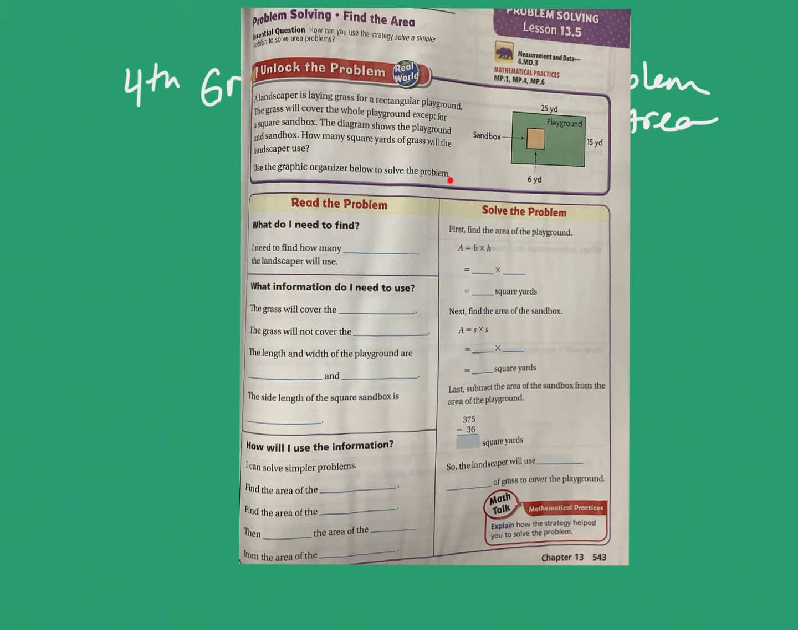We can use the graphic organizer below to help solve the problem, but here we can see we need all this grass except this part. So if we could find out how much total grass and then maybe subtract out that would be helpful. This is a square sandbox, it said. Okay. What do I need to find? I need to find how many square yards of grass. So I'll just put grass there.